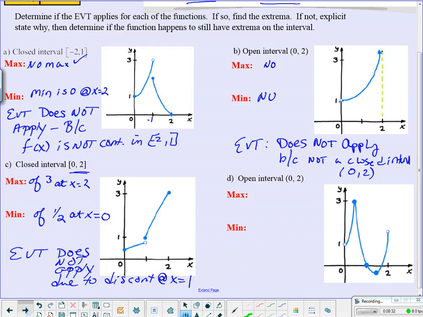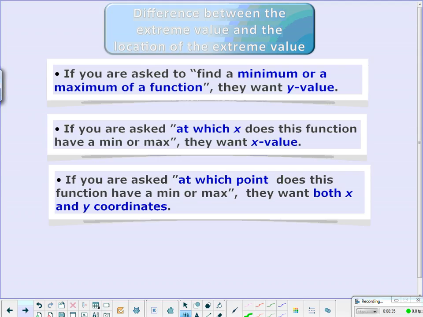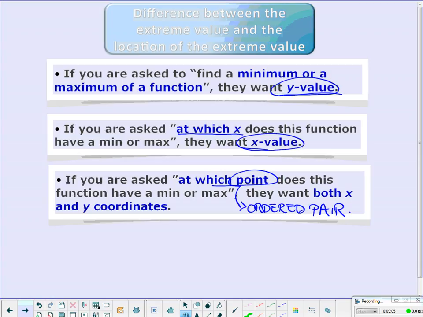I'm going to skip the next one just to save some time. On the back side, the difference between extreme value and the location of the extreme value: if you're asked to find the minimum or the maximum of the function, they're asking for a y value. If you're asked at which x does it exist for a min and max, then of course they want the x value. If you're asked at which point does this function have a min or max, well now a point is an ordered pair, isn't it? They're looking for both the x and the y. So just read carefully so you answer the question correctly.